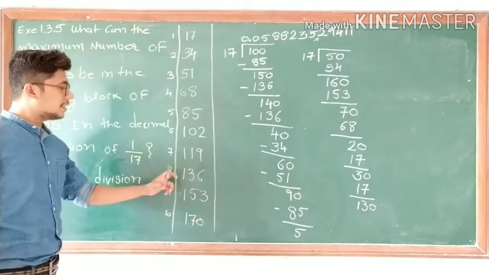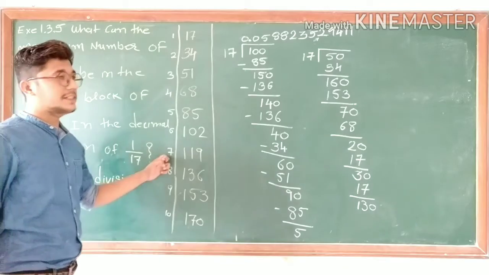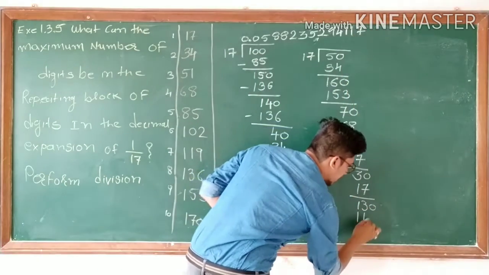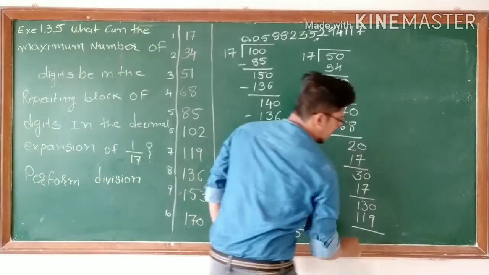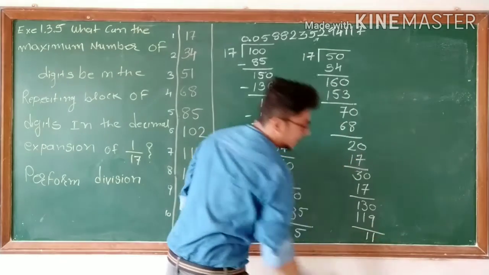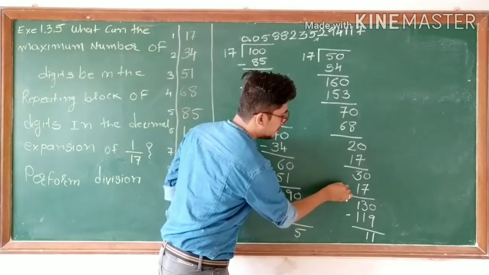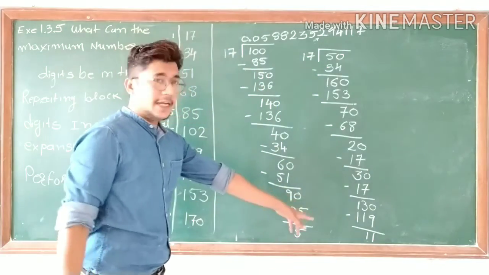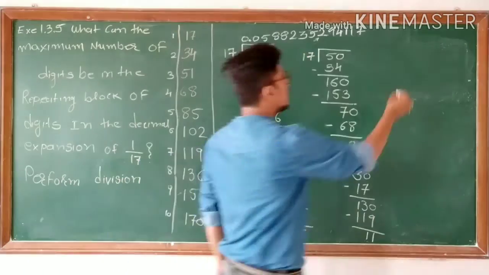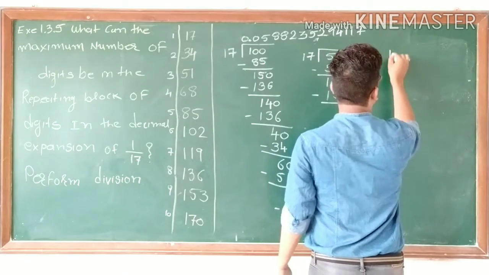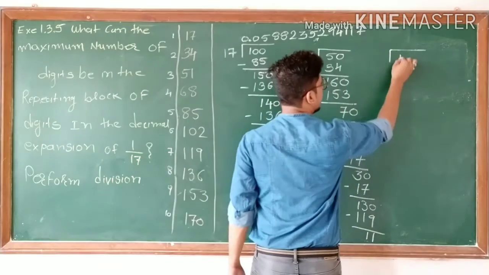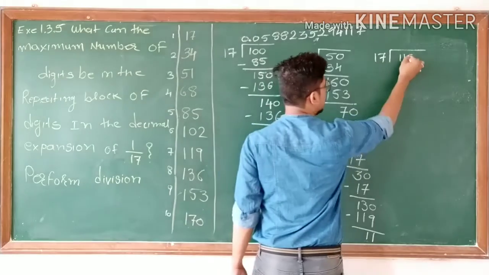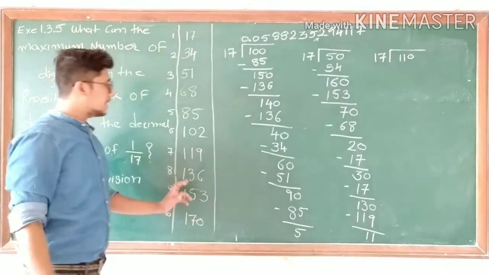Nearest value to 130, that is 17 7s are 119. So here 11 you are getting. Okay. Again, still division is there. Put another box. 11 inside a box, 17 outside a box. 11 is smaller than 17. Put 0 over here. 17 stable.